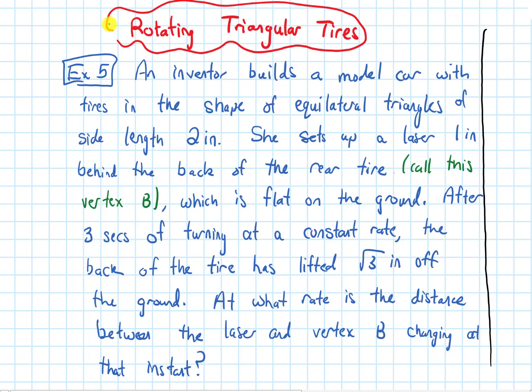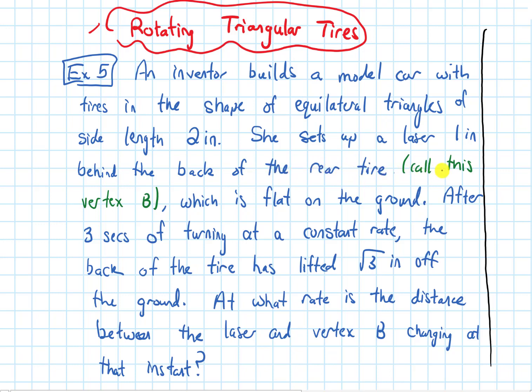In this video, we will do an example involving a car that has triangular tires that start to rotate. So the question says that an inventor builds a model car with tires in the shape of equilateral triangles of side length 2 inches. She sets up a laser 1 inch behind the back of the rear tire.